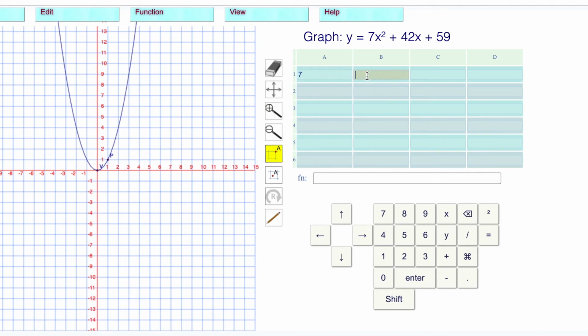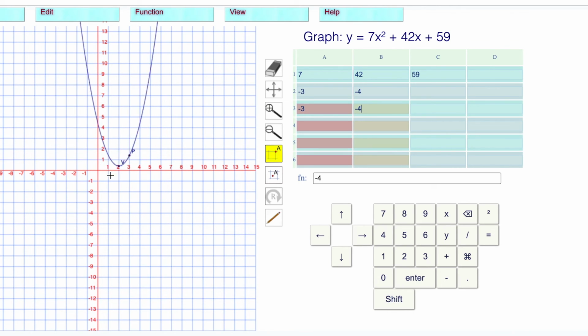The a is 7, the b is 42, and the c is 59. The h is negative b divided by 2 divided by the a. The k is 7 times the x squared plus our b term times the x plus the 59. And that gives us negative 4. We're looking at negative 3, negative 4 is our vertex. It is opening up. I'm going to grab my parabola like this, bring it to negative 3, negative 4.